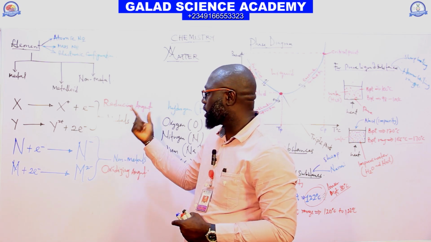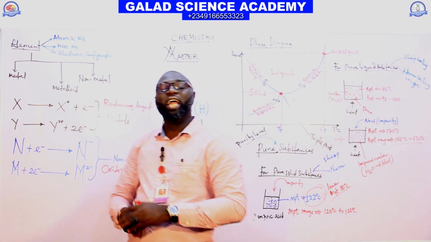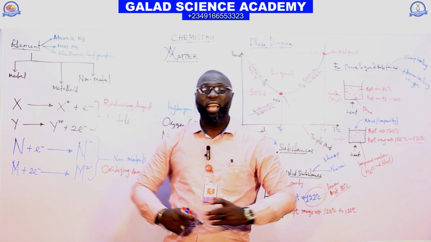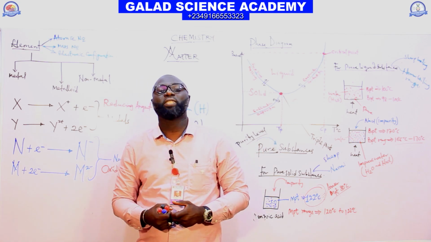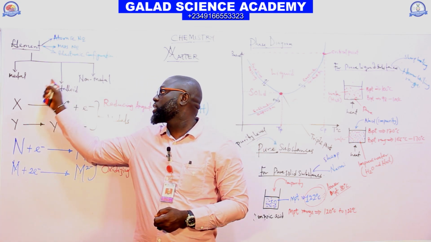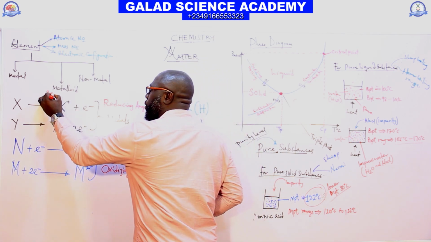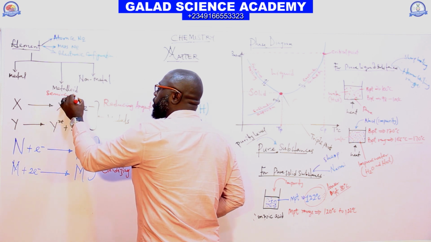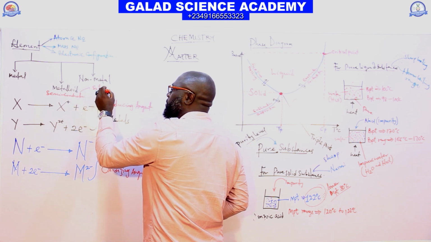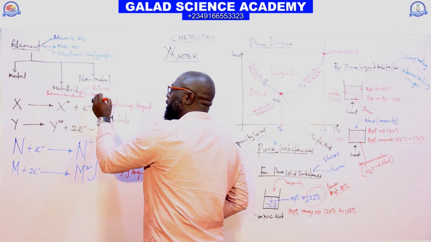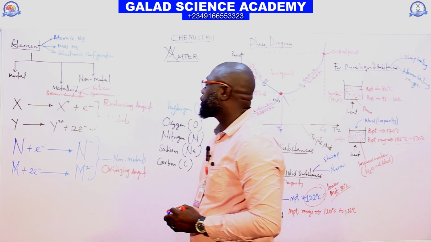And the third one is the metalloid. The metalloid is an element in the periodic table that shares properties of both metals and non-metals. You can also call them semiconductors. Examples of metalloids are silicon and germanium.